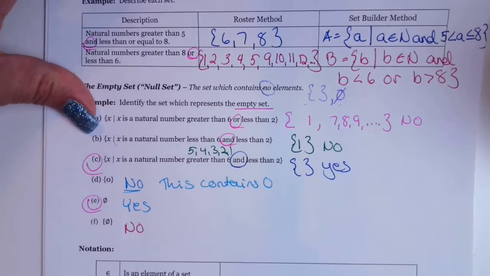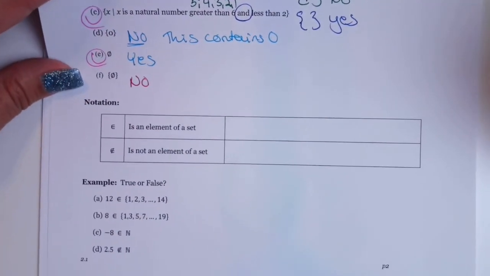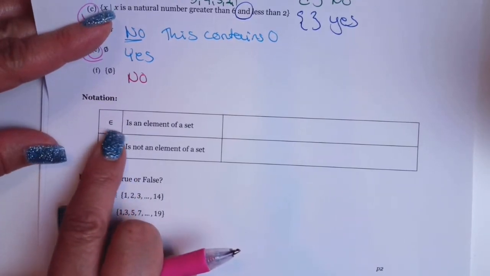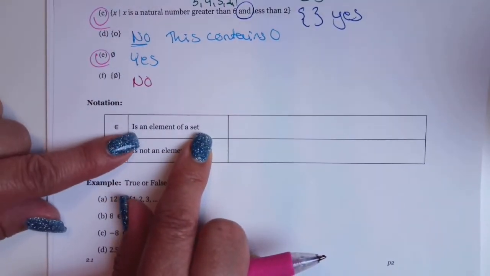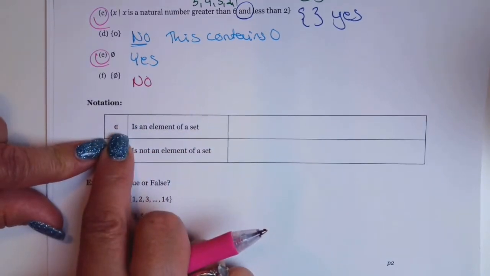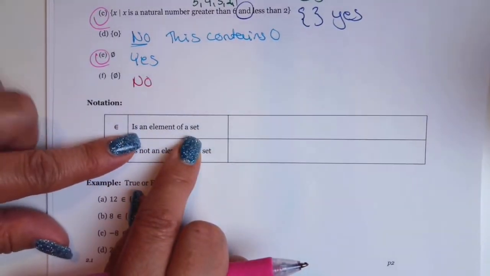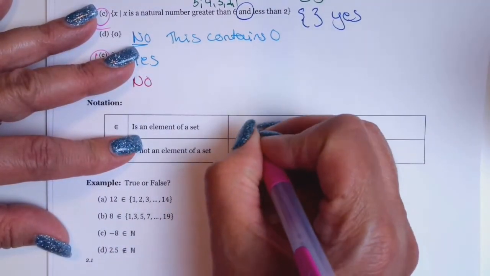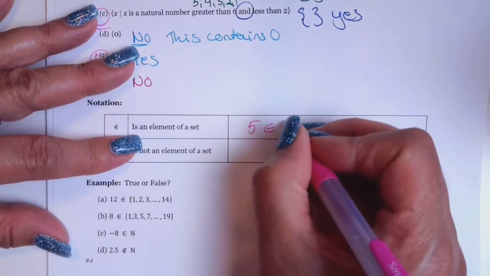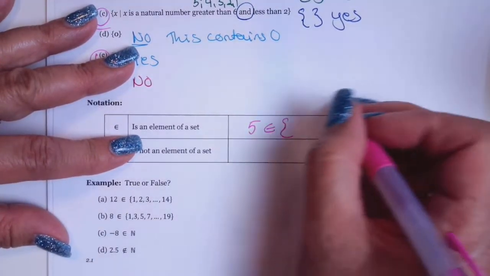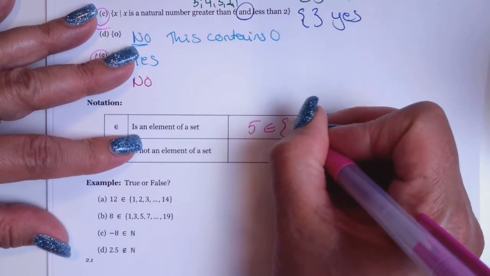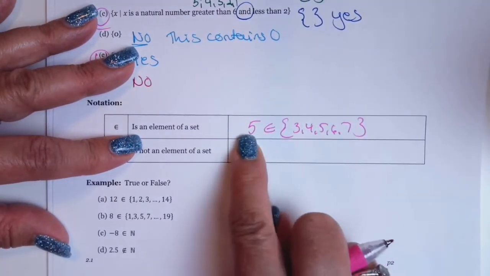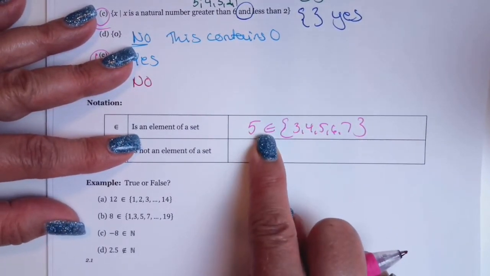Okay, let's look at the notation. This little kind of an E means "is an element of" a set. So how do we write it? For example, I can put 5 is an element, and then I'm going to write a set of numbers, which are, for example, 3, 4, 5, 6, and 7. So 5 is included in here, so it is an element of a set.